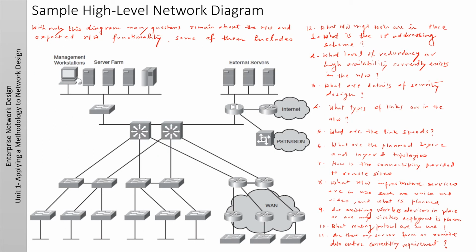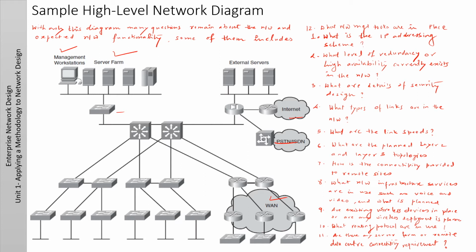This is a sample high-level network diagram. In this diagram, server farm, management workstation, switches, routers, internet, PSTN, ISDN, and WAN, different networks in a heterogeneous network, are connected. So using this diagram, we need to answer some questions. With only this diagram, many questions remain about the network and expected network functionality.